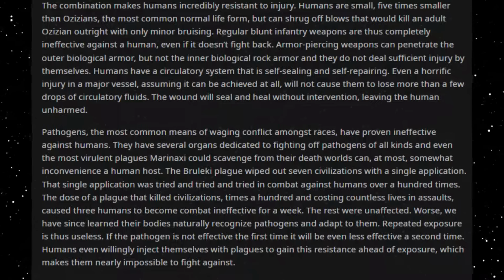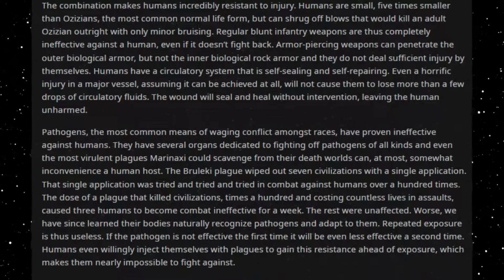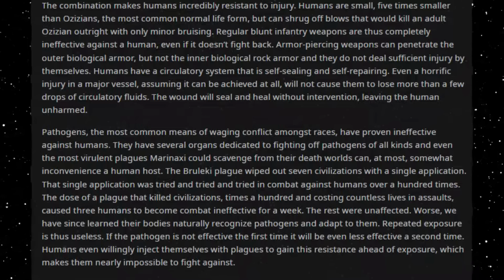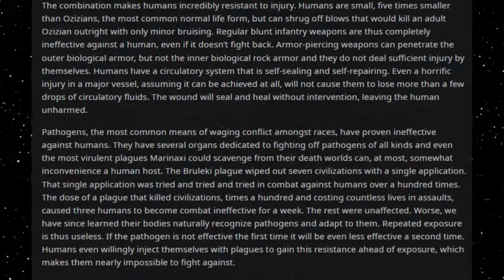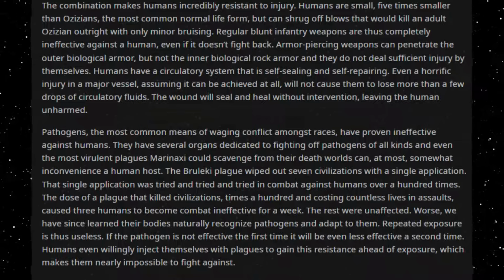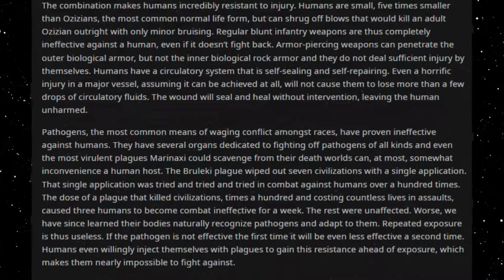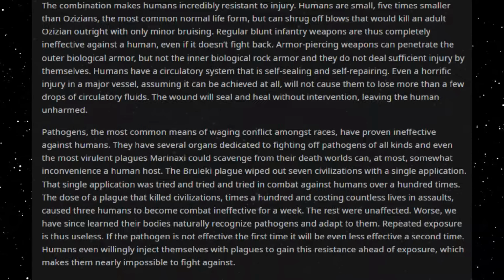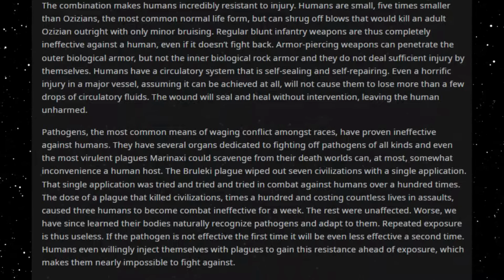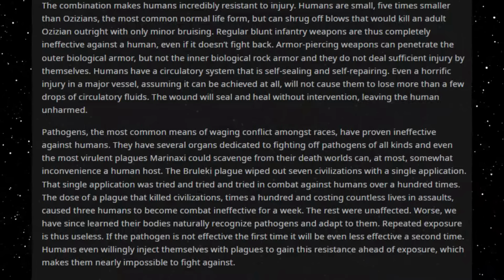Regular blunt infantry weapons are thus completely ineffective against a human, even if it doesn't fight back. Armor-piercing weapons can penetrate the outer biological armor, but not the inner biological rock armor, and they do not deal sufficient injury by themselves. Humans have a circulatory system that is self-sealing and self-repairing. Even a horrific injury in a major vessel, assuming it can be achieved at all, will not cause them to lose more than a few drops of circulatory fluids. The wound will seal and heal without intervention, leaving the human unharmed.